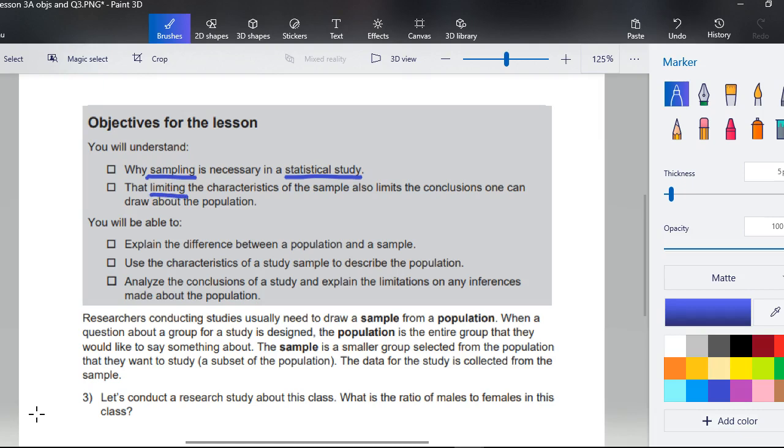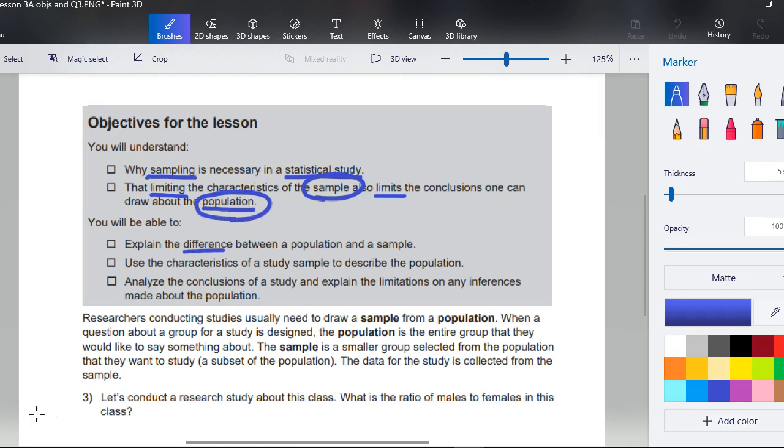I've already mentioned for you to have a glossary or flashcards or a Google Doc, something where you're writing down words and thoughts, that if we limit the characteristics of a sample, it's going to limit our conclusions that we can draw about the population. So you're starting to hone in on words like sample and population. And then look at the next bullet.